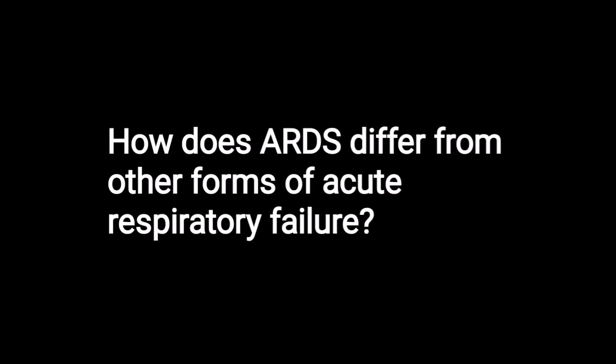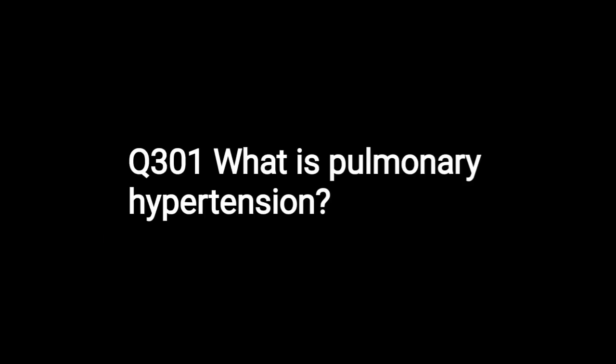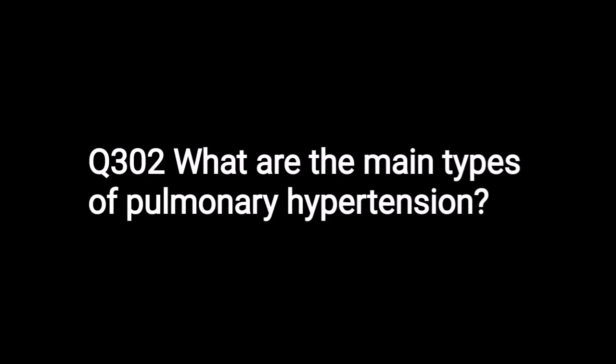Q299. How does ARDS differ from other forms of acute respiratory failure? A299. ARDS is distinguished by the presence of diffuse alveolar damage. Q301. What is pulmonary hypertension? A301. Pulmonary hypertension, PH, is a condition characterized by an elevated pulmonary artery pressure, leading to right ventricular dysfunction and, if untreated, heart failure.